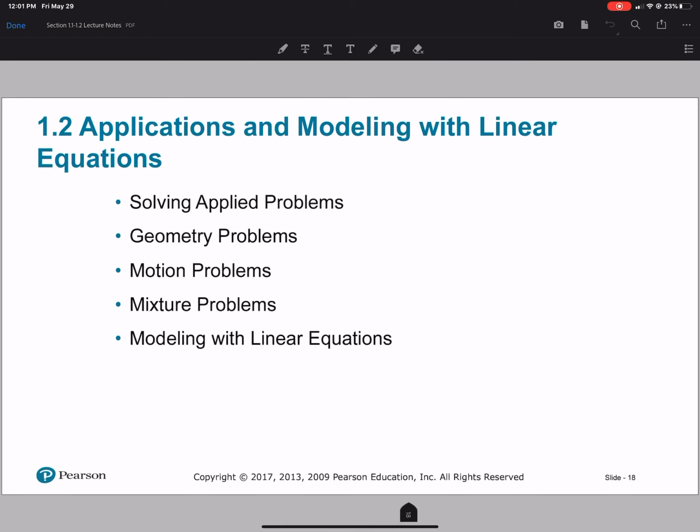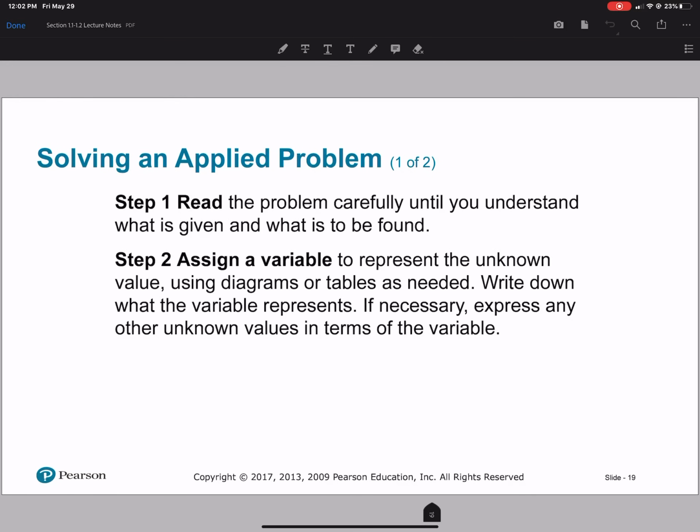Hello class, today we'll be talking about 1.2, applications and modeling with linear equations. First we're going to be solving applied problems. We're going to have geometry problems, motion problems, and mixture problems, then we're going to do some modeling with linear equations. So, we have some steps for solving applied problems.